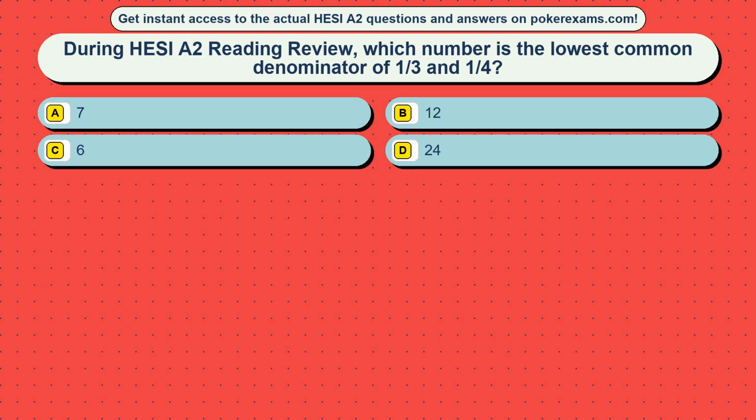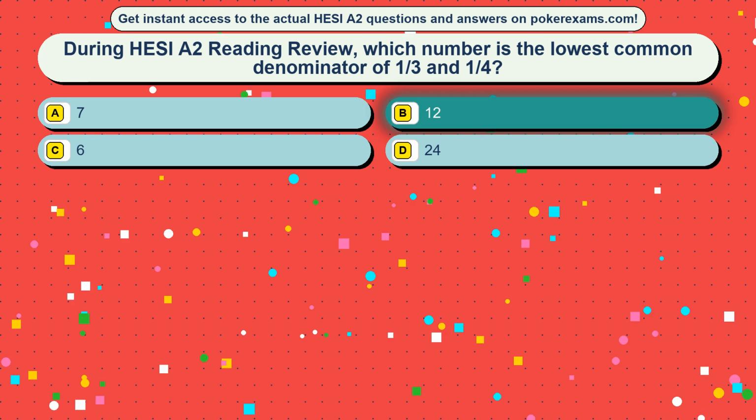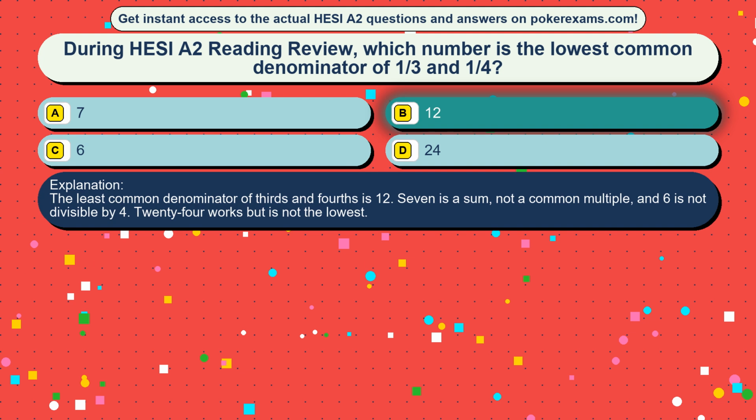Question 1. During HESI A2 Reading Review, which number is the lowest common denominator of 1/3 and 1/4? Option A, 7. Option B, 12. Option C, 6. Option D, 24. The correct answer is option B, 12. The least common denominator of thirds and fourths is 12. 7 is a sum, not a common multiple, and 6 is not divisible by 4. 24 works but is not the lowest.